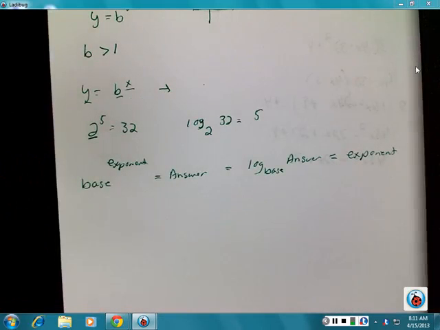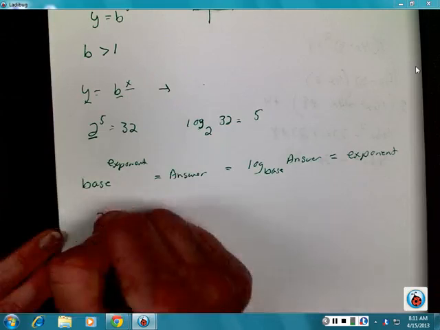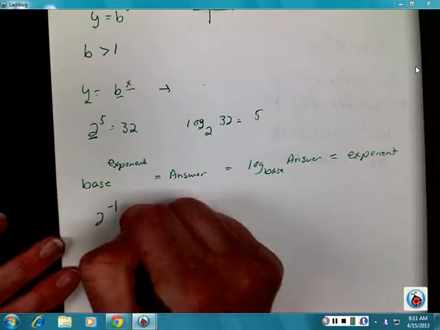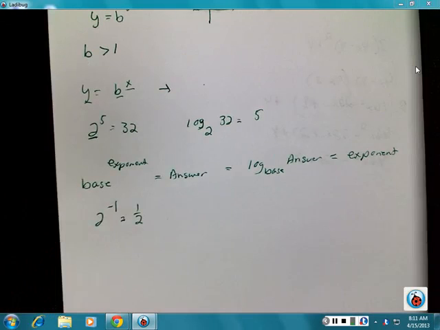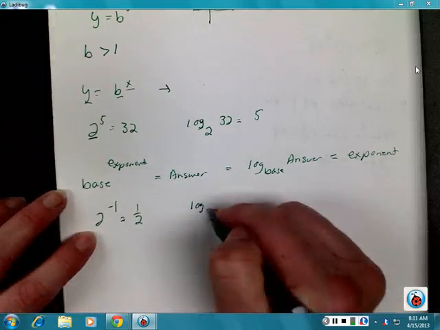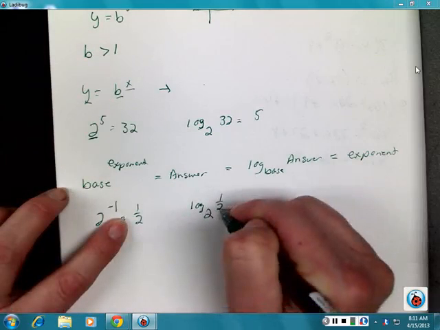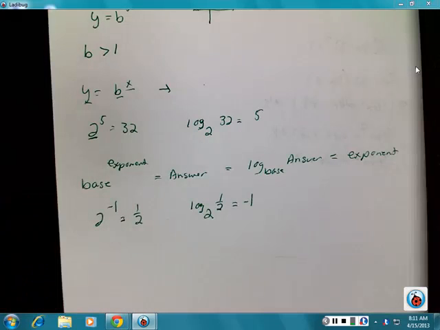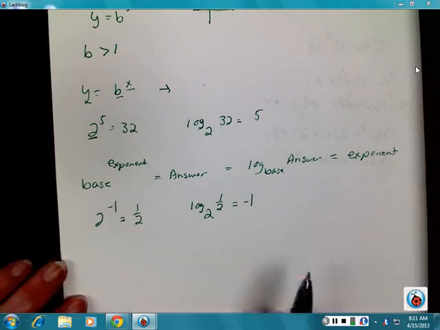So we end up reversing and changing these things around from one to the other. So if I had 2 to the negative first is equal to 1/2, what would my log look like? Well, my log in this case would be log base 2 of 1/2, and that's equal to -1. And so I can reverse them to come up with what my solutions happen to be. Does that make sense? Okay. So you're just taking things and reversing them around.